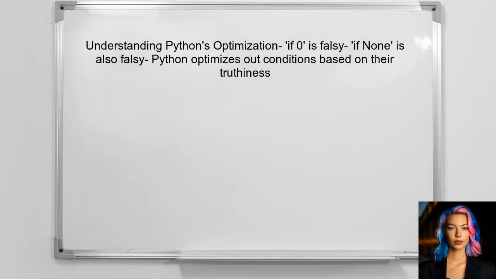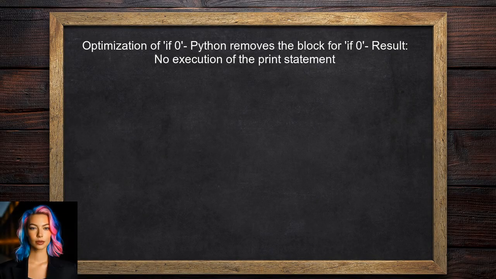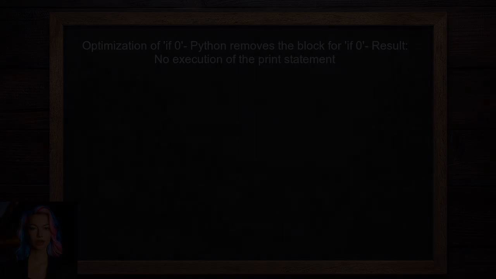To understand why Python optimizes out the condition if 0, but not if None, we need to look at how Python evaluates these conditions. First, the user should know that in Python, 0 is considered a falsy value. When the user writes if 0, Python recognizes that this condition will never be true. Therefore, it optimizes the code by removing the entire block associated with that condition.